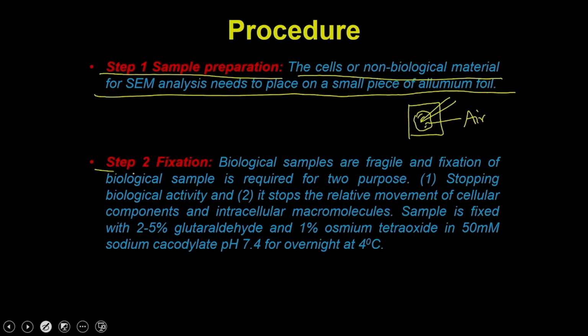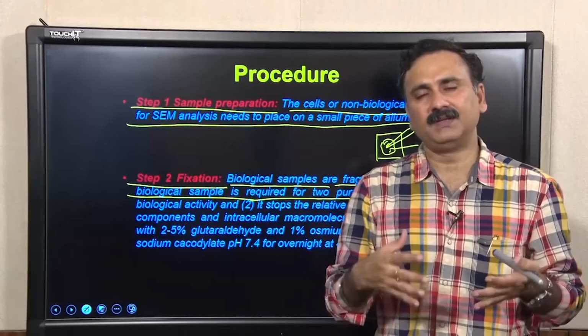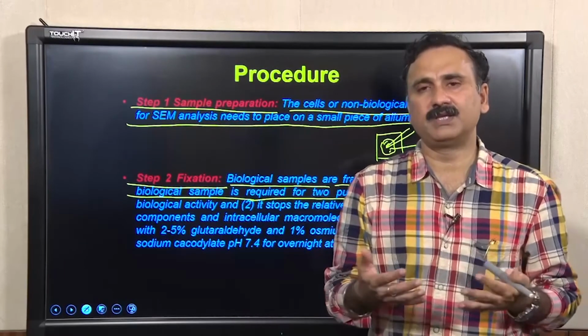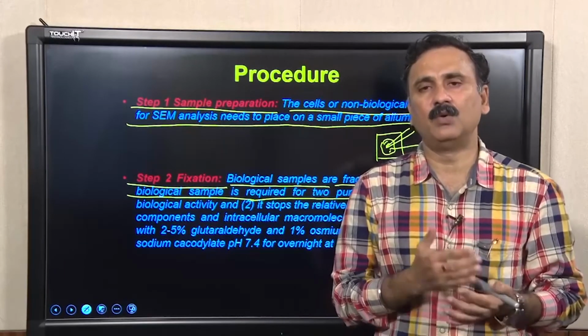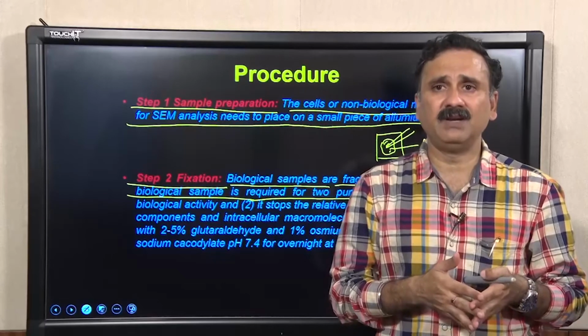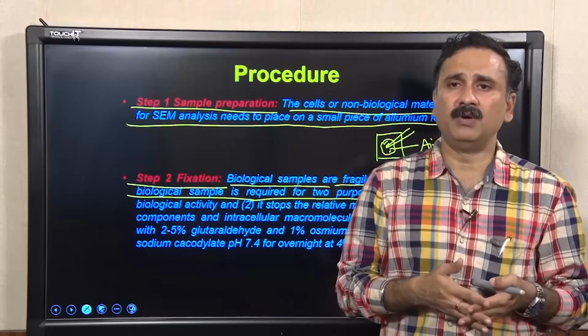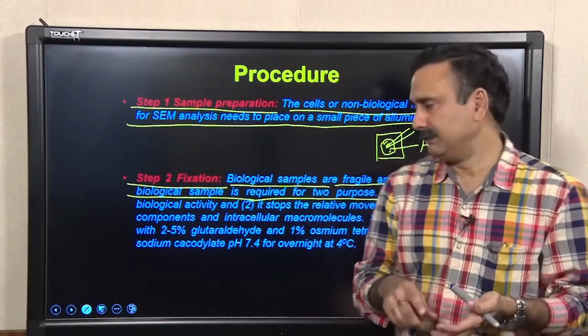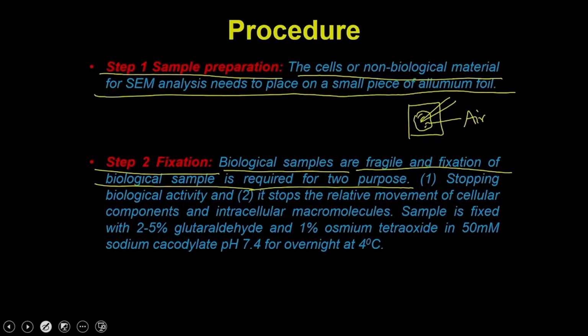And then in step 2 you are going to do the fixation. If it is a biological sample, biological samples are fragile and they need to be fixed, and fixation is required for two purposes. If you remember, we have discussed why we are doing the fixation. Fixation is done to stop the biological activity and also to stop the movement of molecules within the cell.